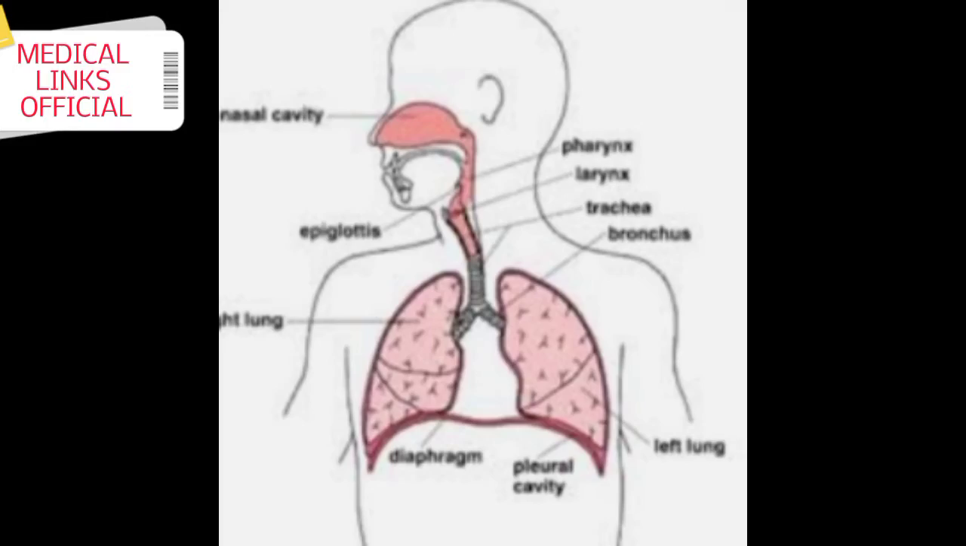The respiratory system consists of the following organs: nose, pharynx, larynx, trachea, bronchi, lungs.